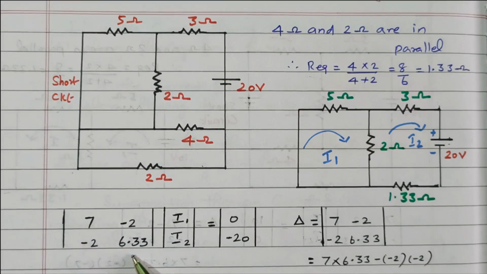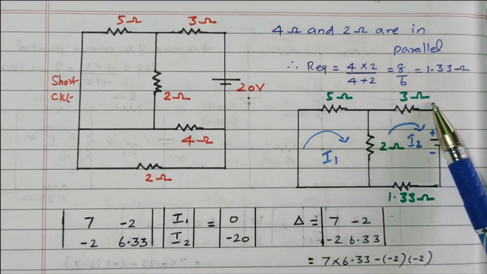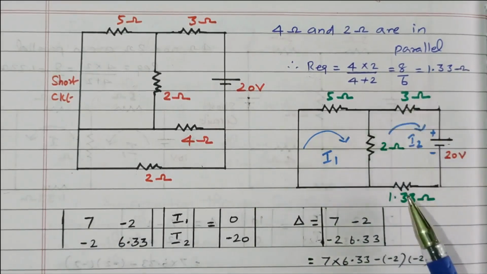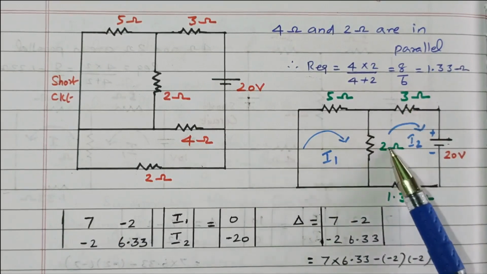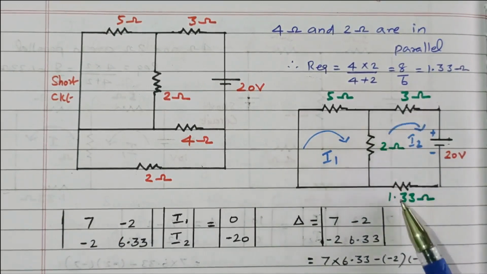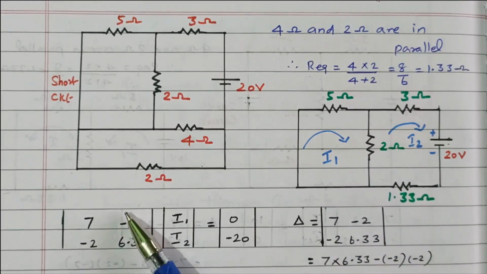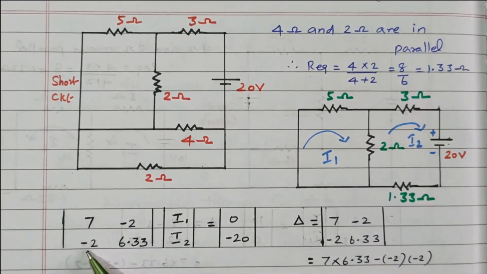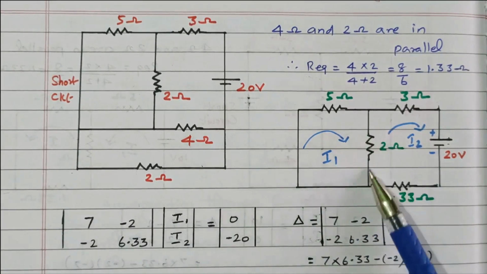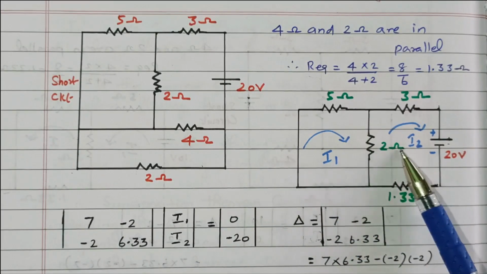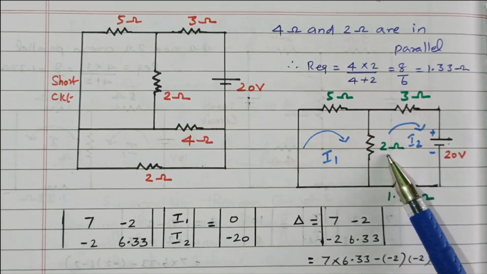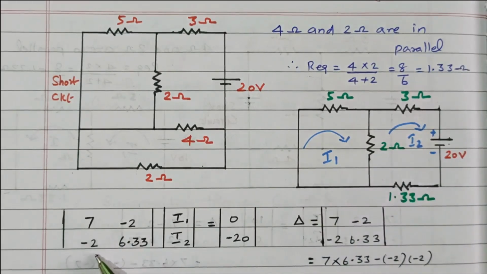What is this 6.33? It is the resistor available in the second loop: 3 plus 1.33 plus 2. So 2 plus 3, 5, 5 plus 1.33, 6.33. This is nothing but R12 and R21. They are the resistors commonly available between loop 1 and loop 2. This 2 ohm is commonly available, so minus 2, minus 2. The currents are I1, I2.